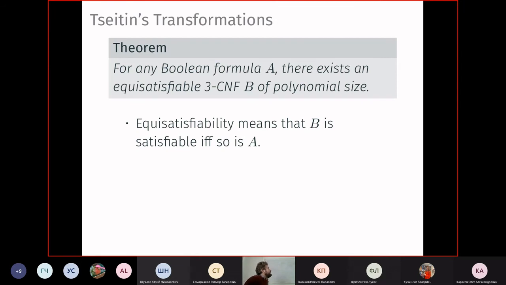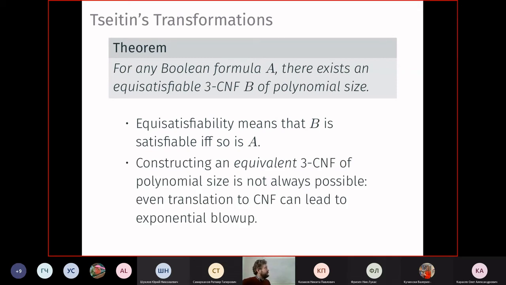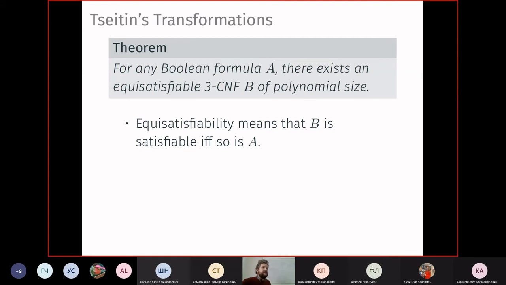The theorem is as follows: for any Boolean formula A there exists an equisatisfiable 3CNF B, and the size of this formula is polynomial with respect to A. Equisatisfiability means that B is satisfiable if and only if A is satisfiable. This condition is weaker than equivalence. Of course, if two formulae are equivalent, then they have the same set of satisfying assignments. But equisatisfiability means that the formula B could have other variables that could be different from A. Nevertheless, its satisfiability is equivalent to the satisfiability of A.